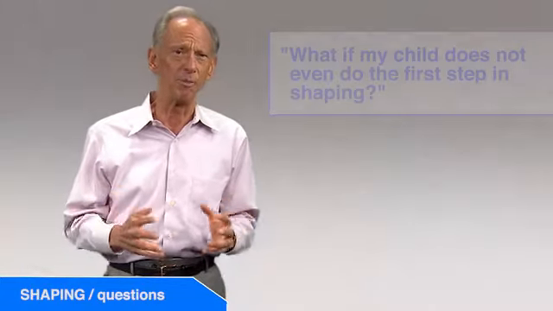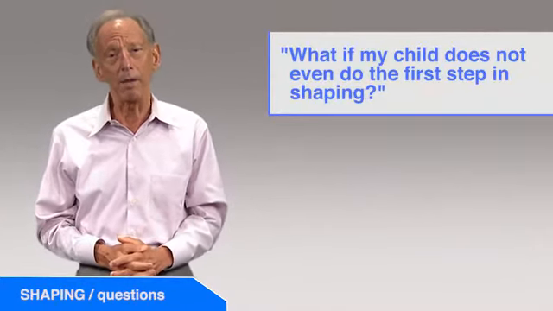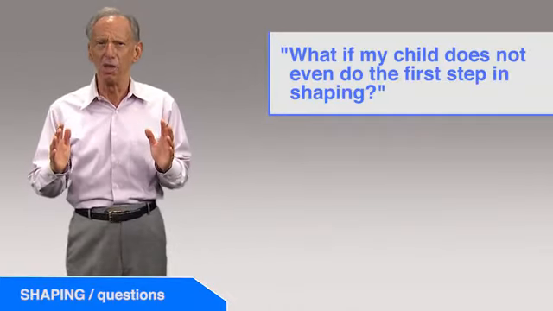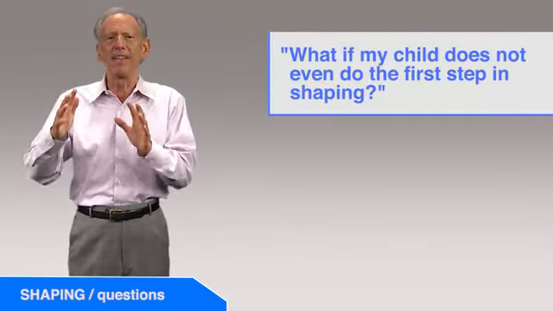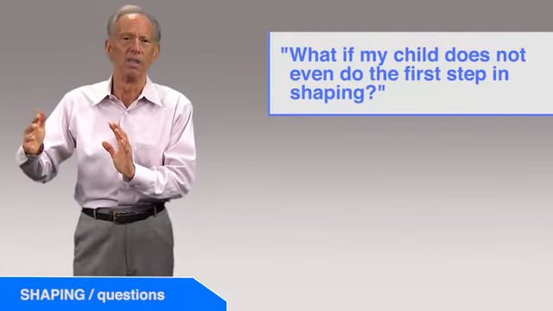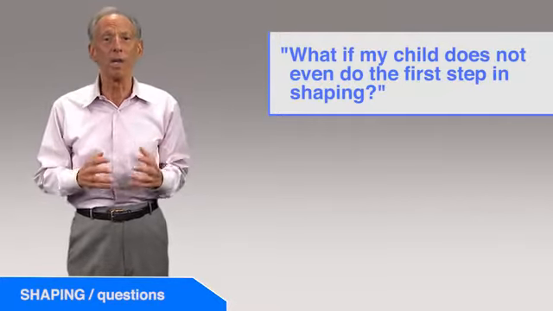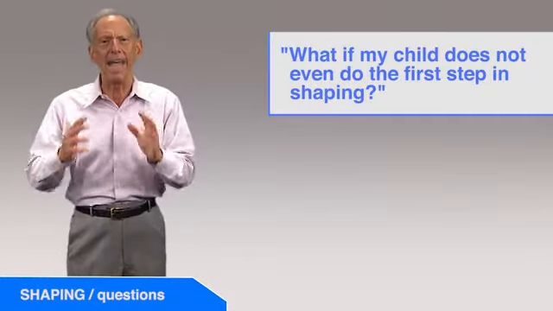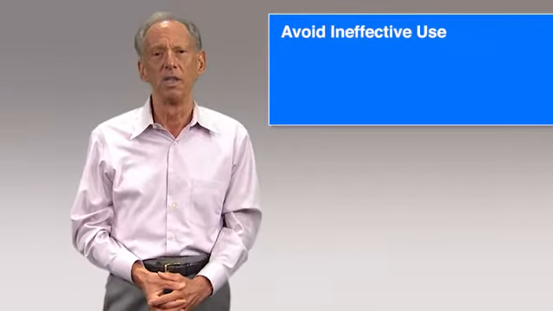Another question that comes up: what if my child does not even do the first step in shaping? Well, make the steps smaller, ask for less behavior, and as I mentioned, providing a little help in the beginning is fine if it helps get the first behavior to occur. Just say in a matter-of-fact way, "Here, let me help," or "Let's do this together." And if that is still a problem and you can't get the behavior, take a look at the separate video on simulation.